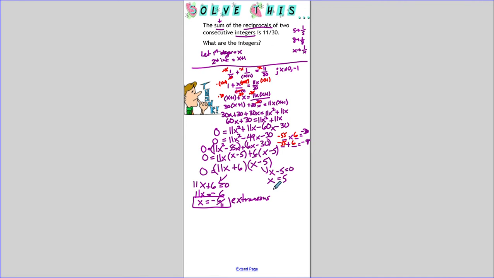So we have x is equal to 5 as a potential answer, so we need to check x is equal to 5, because the other one is an extraneous root, so it's not an answer to what we're looking for. So let's check this out. So if I check this out, I have 1 over 5 plus 1 over 5 plus 1. Does that equal 11 over 30? Well, it's 1 over 5 plus 1 over 6. Okay, so 1 over 5 plus 1 over 6, does that equal 11 over 30?